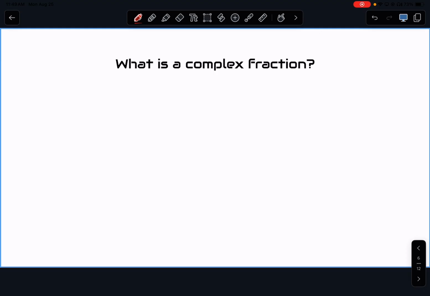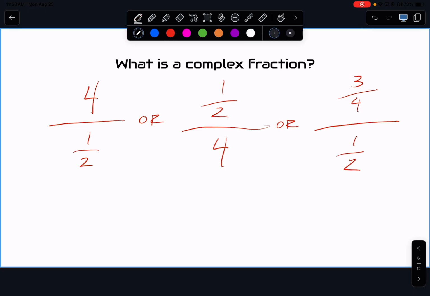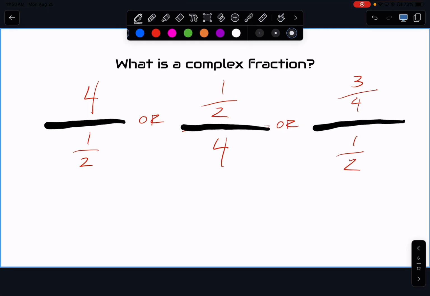The first way it could look, let's do 4 over 1/2. It could be 1/2 over 4. Or we could have 3/4 over 1/2. Right? And this piece right here, this is that big fat fraction bar, but then we also have a fraction either on the top, on the bottom, or both. That becomes a complex fraction.